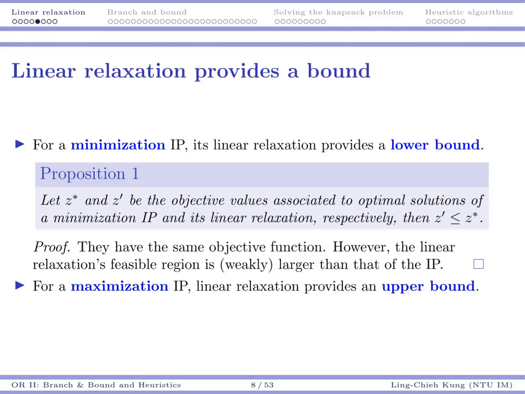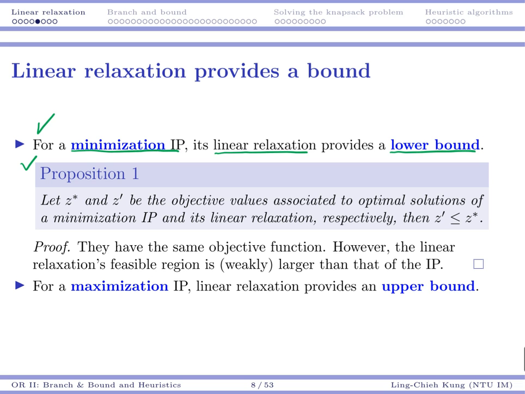Okay, so now we know what's linear relaxation. Now we want to see what's the relationship between that linear program and our original integer program. So there is a fact that is useful. For a minimization integer program, its linear relaxation always gives us a lower bound of its objective value.